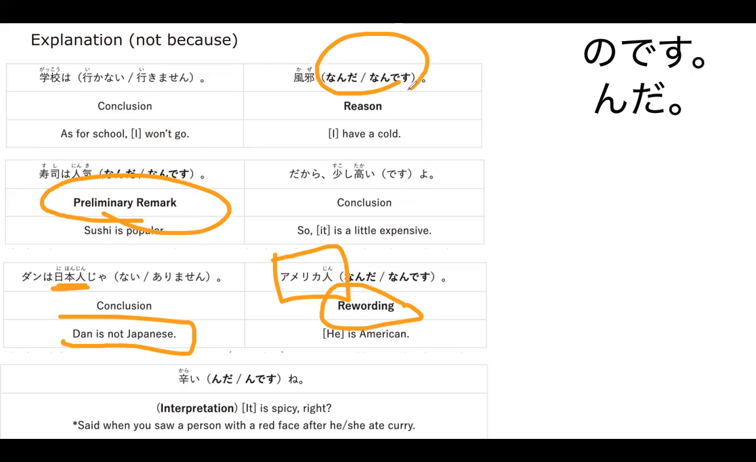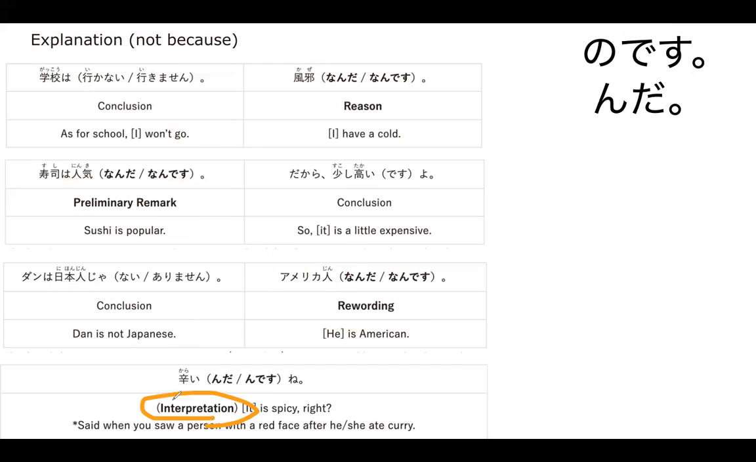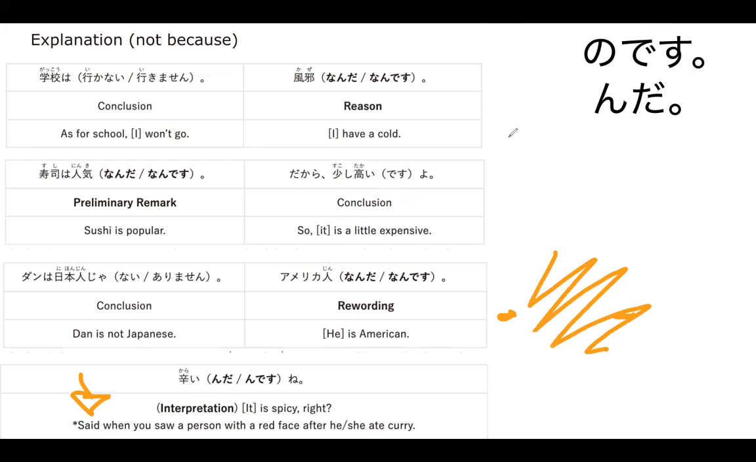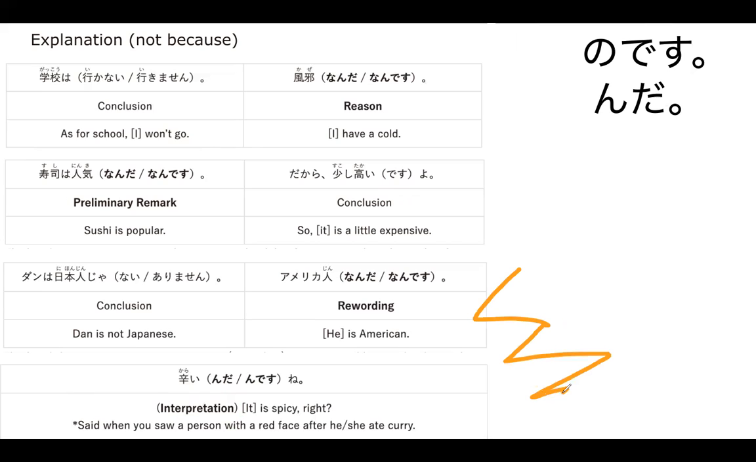Then there's a polite remark, reason. There's also interpretation, which would be karainda, which is it's spicy, isn't it? Which you could say if someone, as in this little description down here, I can't see, has tears in their eyes and a red face. Oh, karainですね. Oh, it's spicy, isn't it? Basically the reason why their face is red is because it's spicy. So if you're looking at something and you're like, oh, that's why that's happening, you can use nda or nandes or no des to describe that kind of meaning.